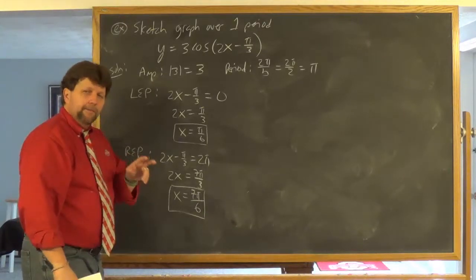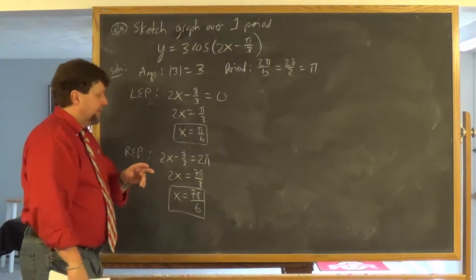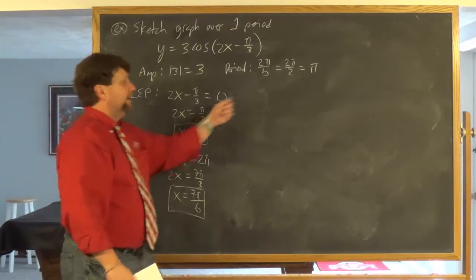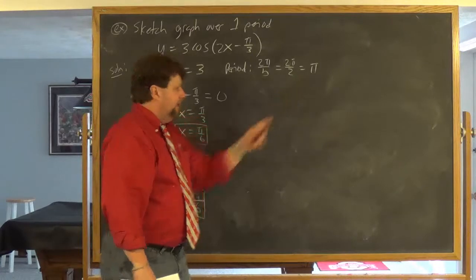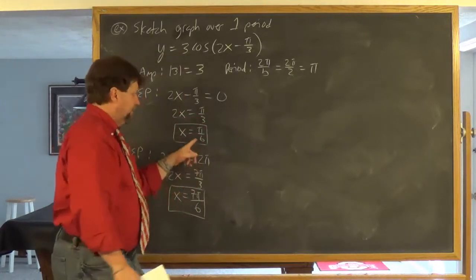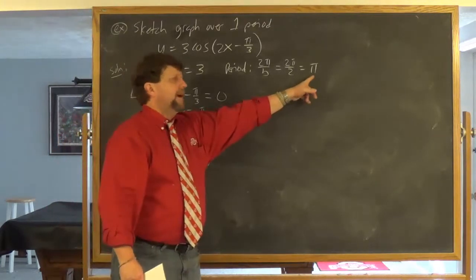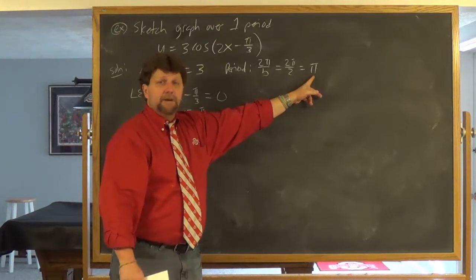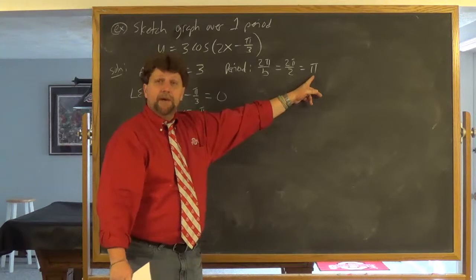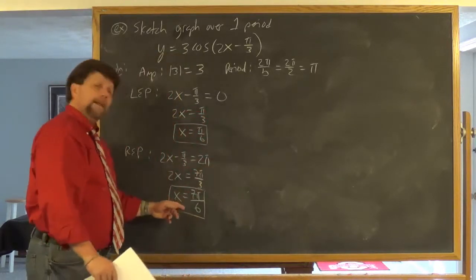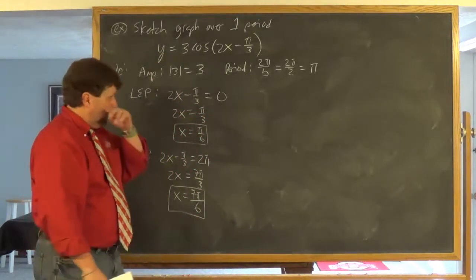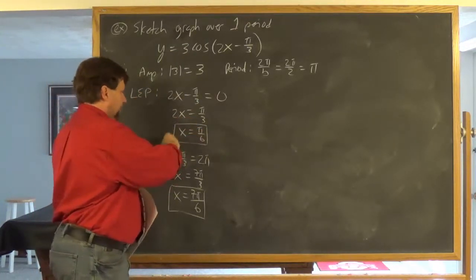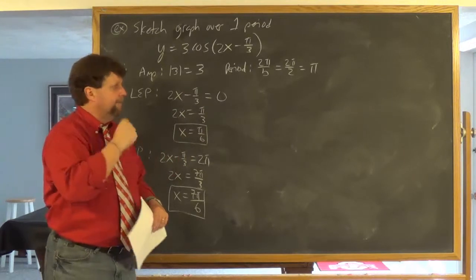The second way to determine the right endpoint of 1 period is you take the left endpoint and add to it 1 period. And I kind of use that as a check. Notice pi over 6 plus pi, that's pi over 6 plus 6 pi over 6, which is 7 pi over 6. Hey, that's what I have here. So it checks.